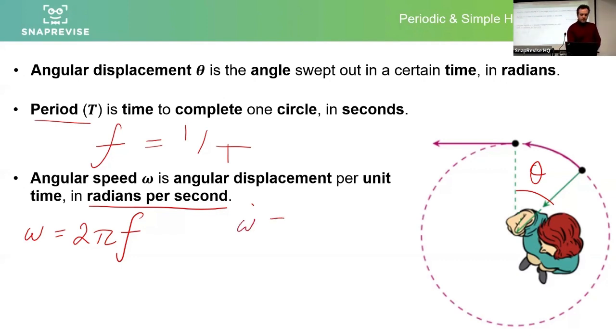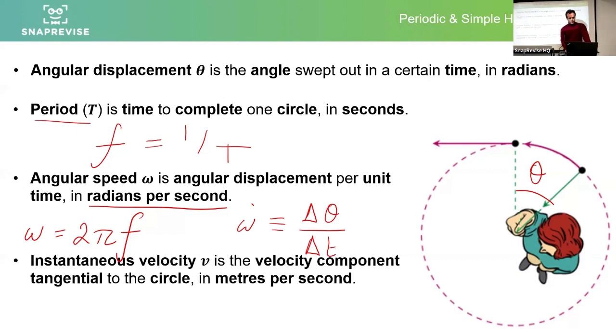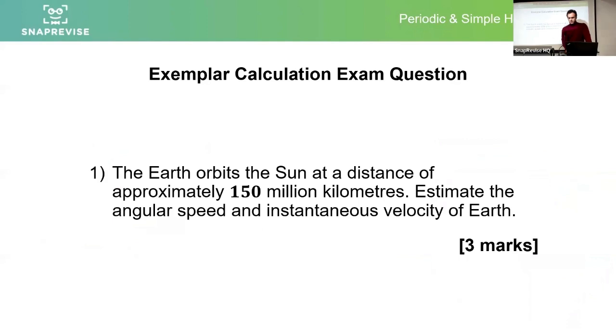And the definition of this angular speed is a change in angle over a change in time. Instantaneous velocity, v, is the velocity component tangential to the circle, in meters per second.